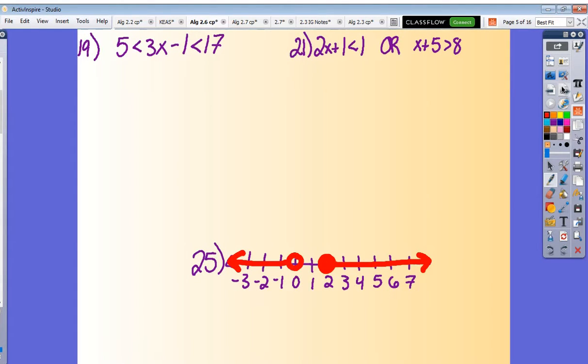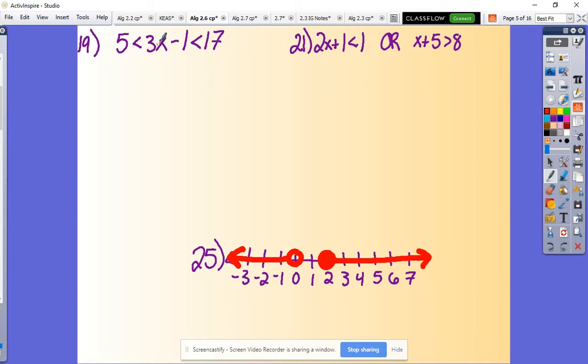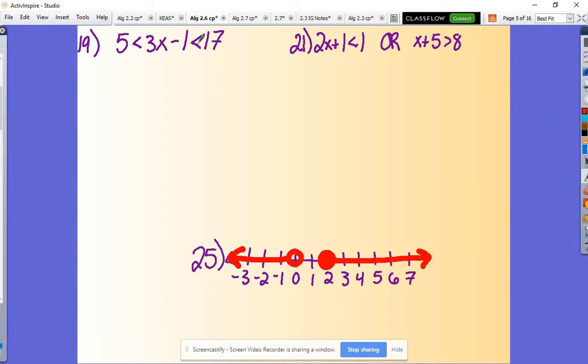Okay, take a look at number 19. We have 5 is less than 3 times x minus 1 is less than 17. Okay, again, first looking at that, it's like, wow, what are we going to do? Okay, well, I'm going to show you what we're going to do. We're just going to solve this like a normal equation. We're going to cancel out the minus 1 and we're going to cancel out the 3, but we're going to do it to both sides over here.